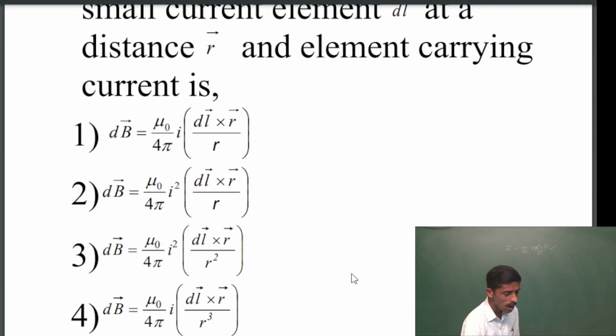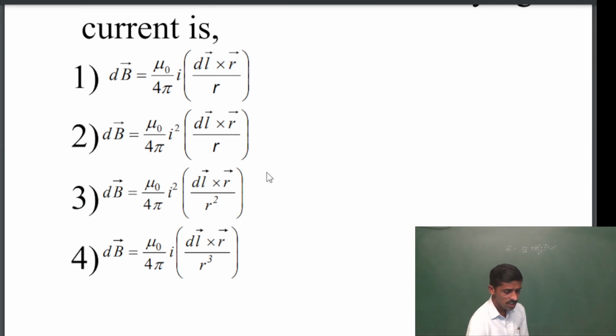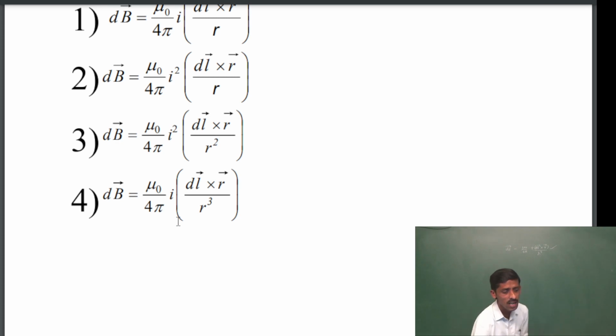So if you see the options clearly, the first option is dB bar equals mu naught by 4 pi, I dl bar cross r bar by r. In the second option, I square. In the third option, I square. Only in the fourth option you can see it is correct: mu naught by 4 pi, I dl bar cross r bar divided by r cube. So the fourth option is correct.